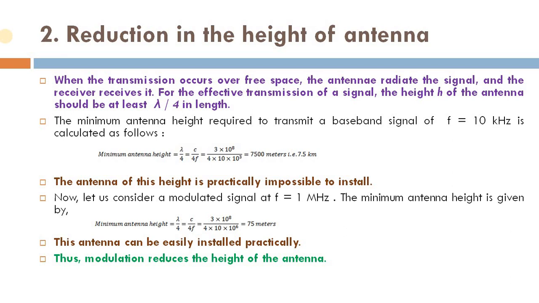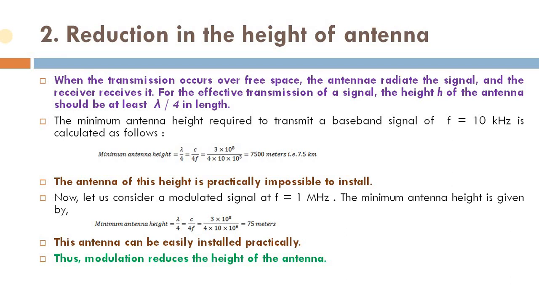We know c is equal to f lambda. If we use that relation, we will be getting the minimum antenna height is equal to c by 4f. We know c is equal to 3 into 10 power 8 meter per second, and substituting the given frequency, we are getting the minimum antenna height is 75 kilometer. So this antenna height is practically impossible to install.